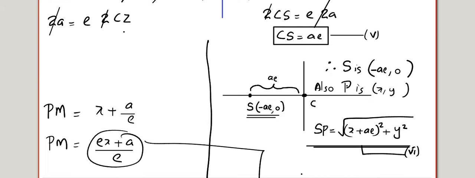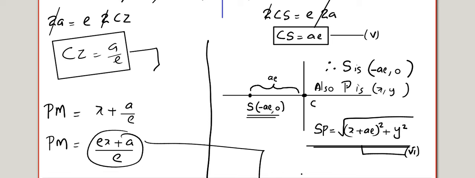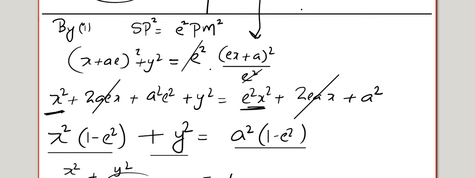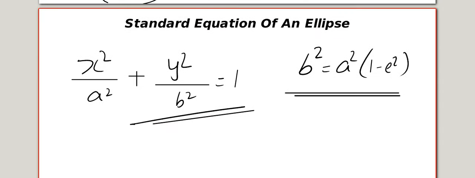And from here we got two things. One is the value of CZ equal to A by E. And the consequence was we were able to find PM. And another thing we got was CS is equal to AE. And the consequence is we got the coordinate of S. So that we are able to calculate SP and PM. Now in the last part what we did is we plugged in every value into equation number 1. And we found the standard equation as we expected.